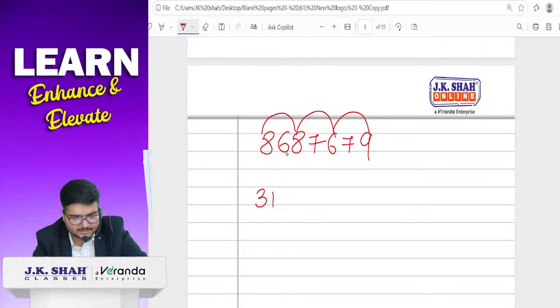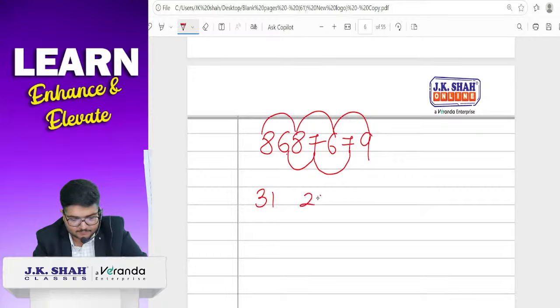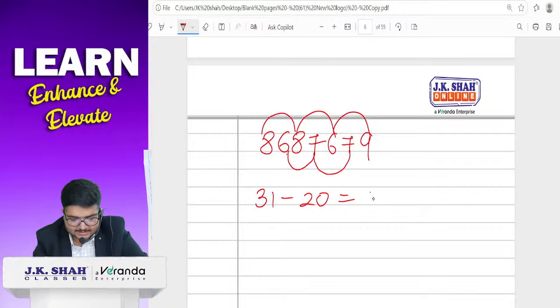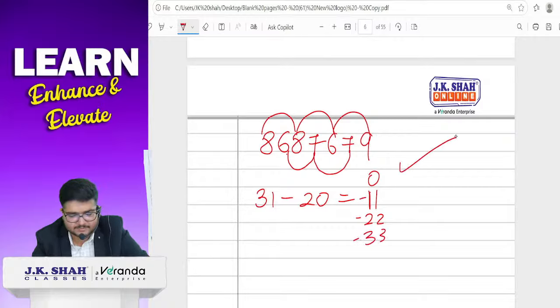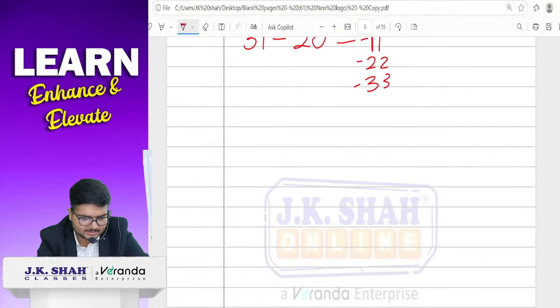Now we have to add the remaining digits. What is 6 plus 7 plus 7? It is 20, right? So you have to subtract this. I am very sorry for the previous answer. The answer is 11, right? So I am trying to tell you the same thing: if you get 0, 11, 22, 33, these numbers, even if it is negative, it will always be divisible by 11, otherwise it won't be divisible by 11. The solution remains the same.